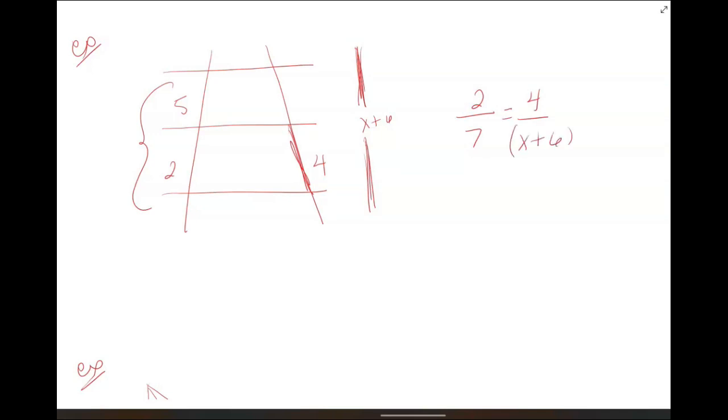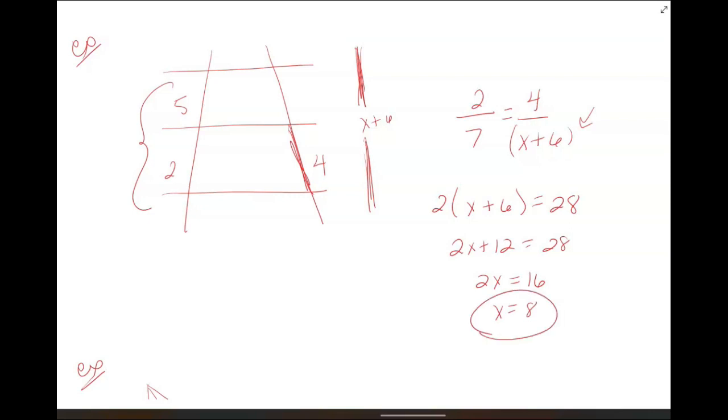Now, need I remind you that when we solve these proportions and you have more than one term, we have to make sure that we're going to distribute. So it's 2 times x plus 6 equals 28. Then it's 2x plus 12 equals 28. 2x equals 16, and x equals 8.